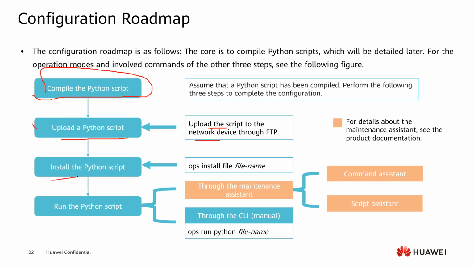And we install the Python script. We use this command, ops install file, followed by the file name. And last, we run the Python script. You have two ways: use the maintenance assistant, or use the CLI command ops run, followed by the file name.